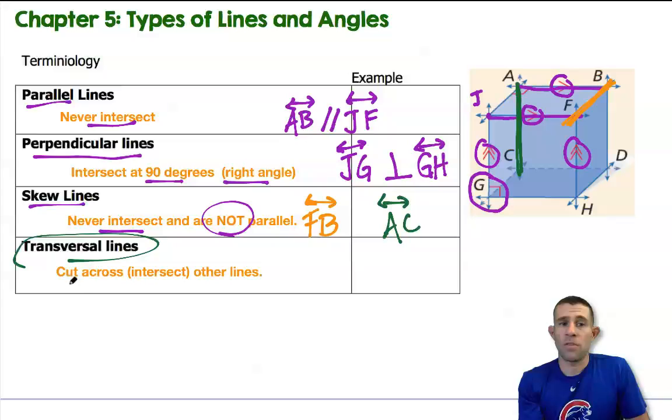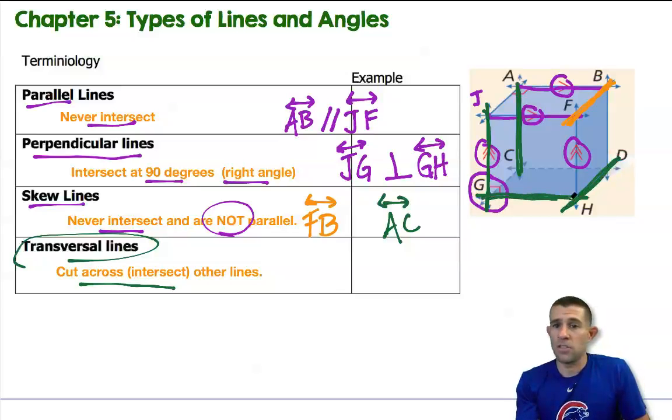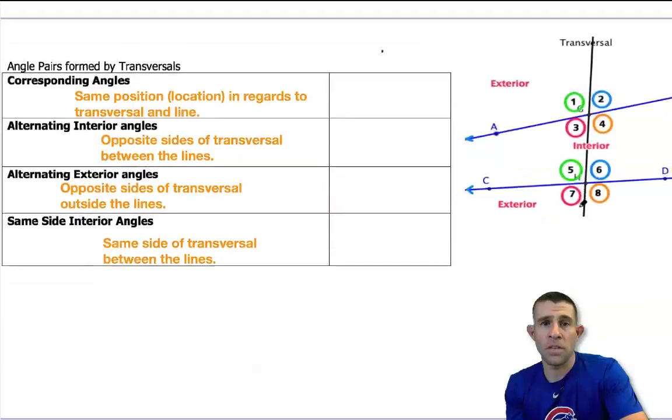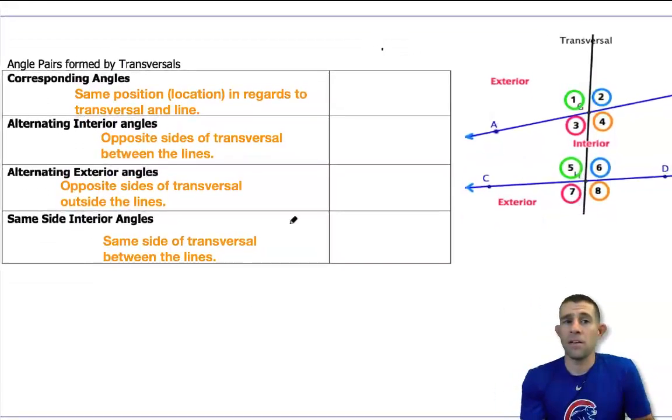Finally, we get transversal. Transversals are lines that cut across other lines. So for example, we could say GH is a transversal to line JG. Or we could say line DH is a transversal to line GH. All right, let's move into some more examples, and now we're going to take a look at some angles, and angle pairs specifically, that are formed by transversals.